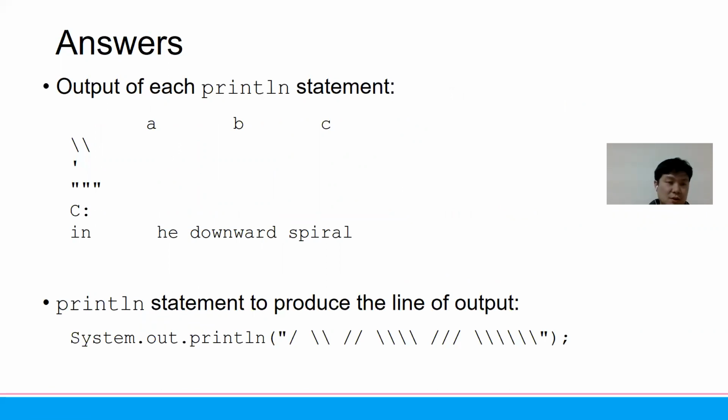So the answers for the first questions, like this one. Okay, we have A and then tab and B and tab and C. We have this one, this one, this one, this one. So if you want to do the print line statement, this print line statement is the answer.